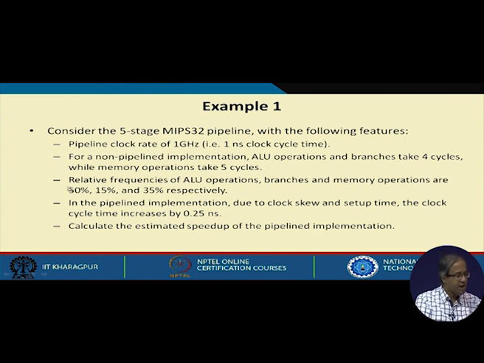We also have an equivalent pipeline implementation, where because of the register stages, clock skew etc., the clock cycle time is increasing by 0.25 nanosecond. It was 1, it becomes 1.25. So, the question is, what will be the estimated speedup of the pipeline implementation? This is a very simple problem. Let us see.